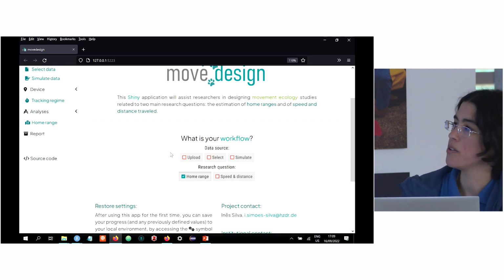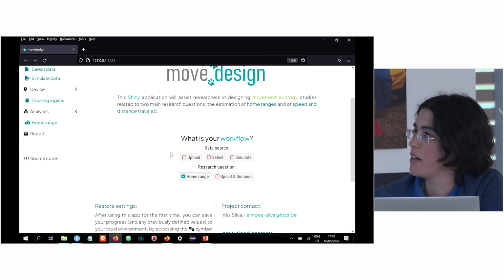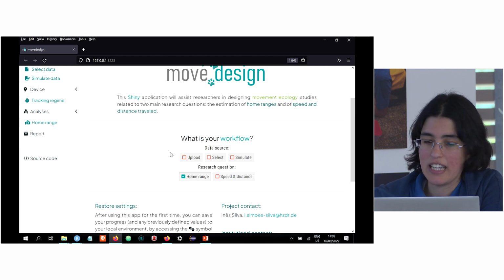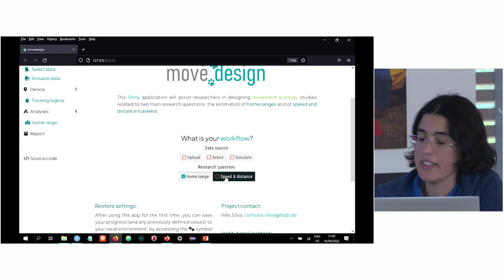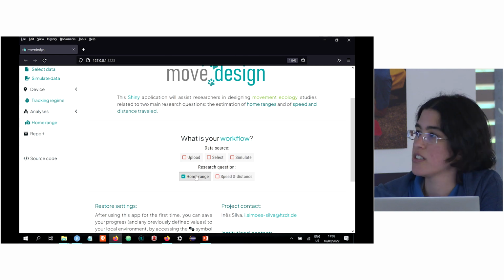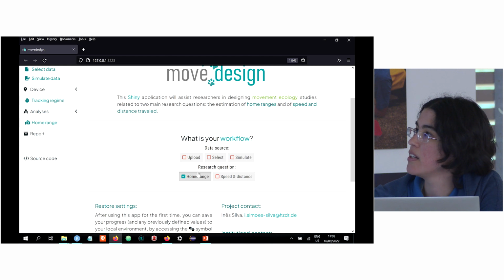Okay, so currently, essentially, there are 2 research questions you can test out. Again, this is all using the underlying estimation methods of the ctmm package. So you can do home range, or you can do speed and distance estimation. We'll run through an example with the home range, where we'll use the AKDEs and all of the stuff that we have talked about this whole time.